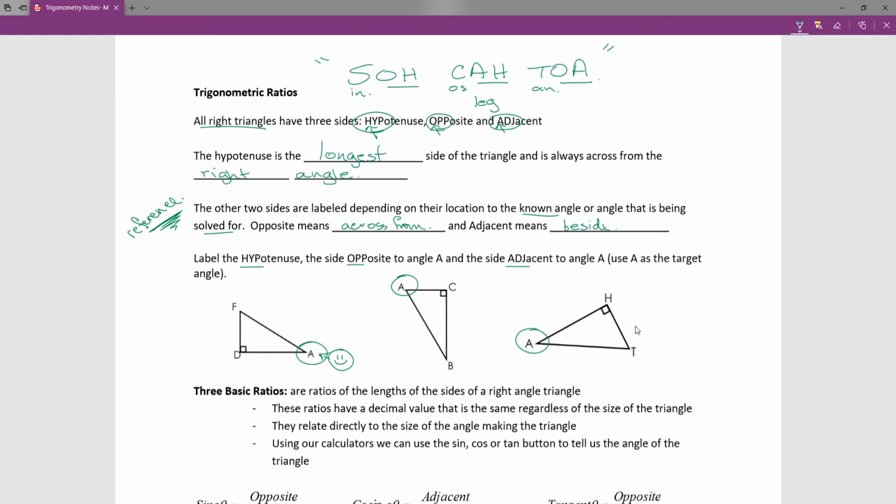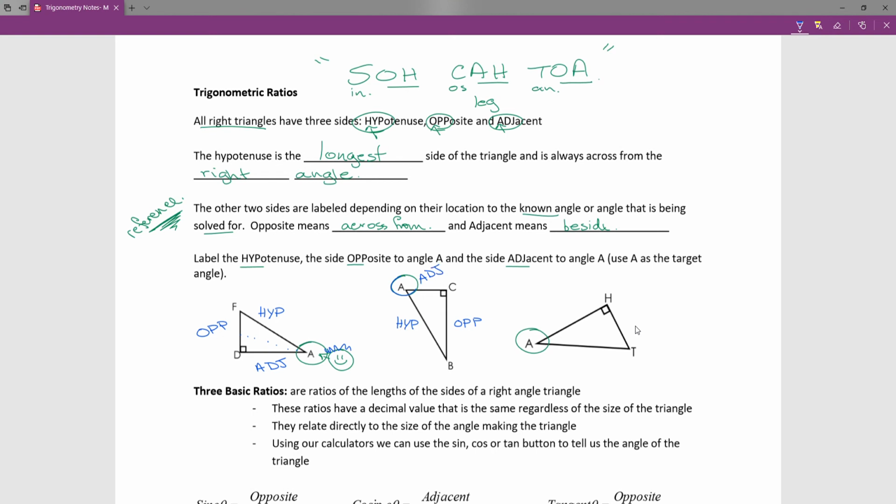So in this first example here, it's always easiest to label the hypotenuse. And so the hypotenuse would be here, and I would just label it as HYP. If I were to label the other two sides, the one that is across from my reference angle, where I am, would be opposite. And the side that is beside my reference angle would be adjacent. So all of these are going to get labeled that way. It is always easiest to label the hypotenuse, and then take a look at that reference angle. That's the one that tells you the opposite and the adjacent.